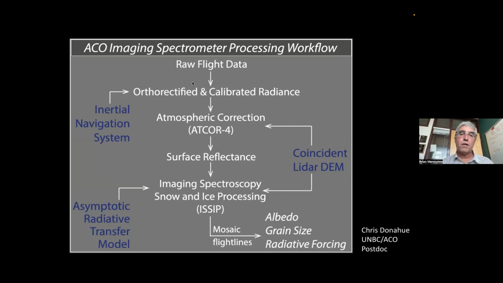That requires a similar workflow to what I showed you for the digital elevation models. We have to take raw data. We have to consider the atmosphere and how the atmosphere may influence that light reflection. And then at the end of this workflow, we can get out products such as albedo, which is the proportion of reflected to incoming light. We can also come up with grain size and this term, radiative forcing.